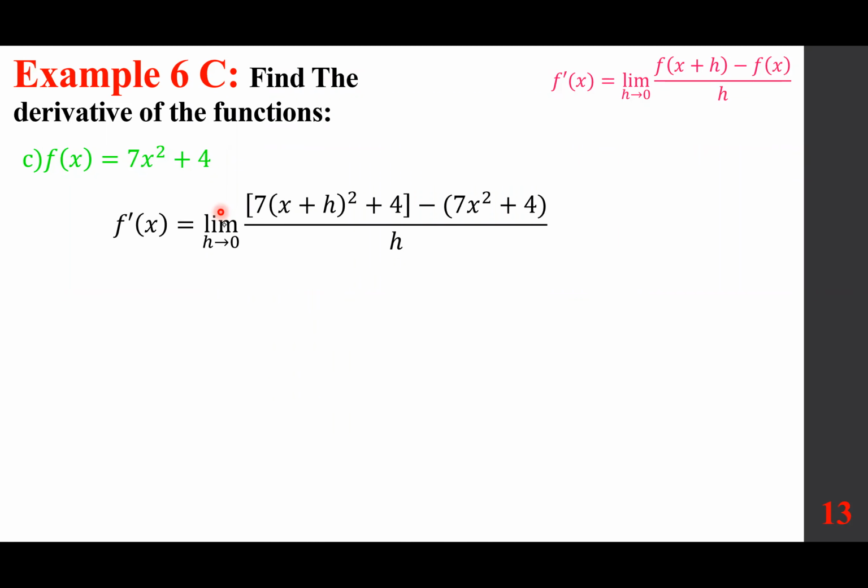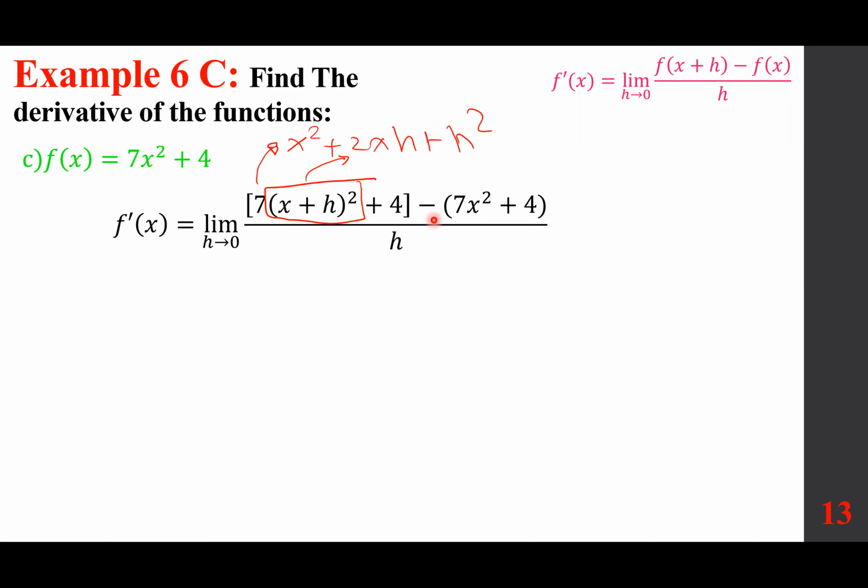So I hope you see that now everything is algebra, okay? At the end, when we apply the limit is the only calculus part. First, we write the definition. To write the definition is mostly algebra. So what do you do first and foremost? You write this part as what? x squared plus 2xh plus h squared. Now you are going to multiply by 7. So you get 7x squared plus 14xh plus 7h squared.